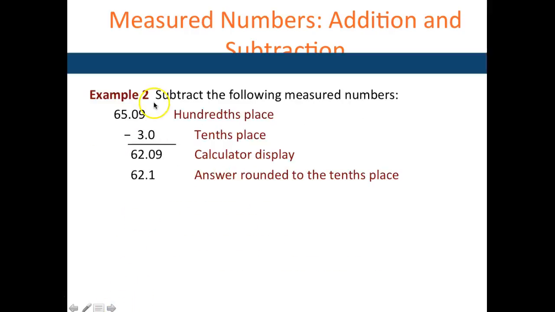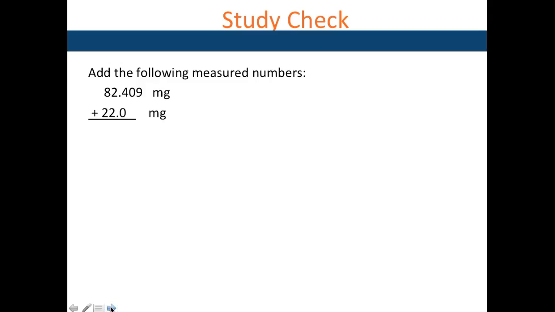Similarly, when you're subtracting, in the first number you have digits to the hundredths place, but in the second it's only to the tenths place. So even though your display comes out as 62.09, you will round it to the tenths place. All right, you're adding the following measured numbers. You can almost ignore the 0 and the 9. So this is going to be 104.4, and you will record the final answer to the tenths place.